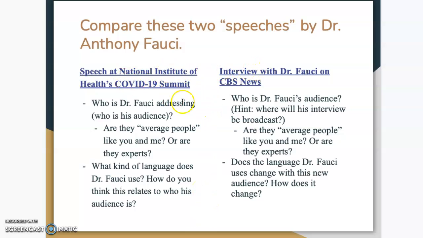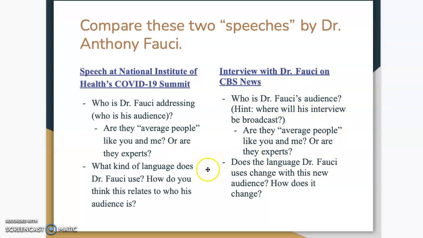So I encourage you to watch both of these, slash read them, because this first one, he's addressing an audience of experts at the National Institute of Health's COVID Summit. So you can see how he uses scientific medical jargon in this speech because he doesn't have to care about the average person understanding him. All of these people are medical experts. They know what he's talking about. And he is very much clinical and just focused on getting these scientific facts out there.